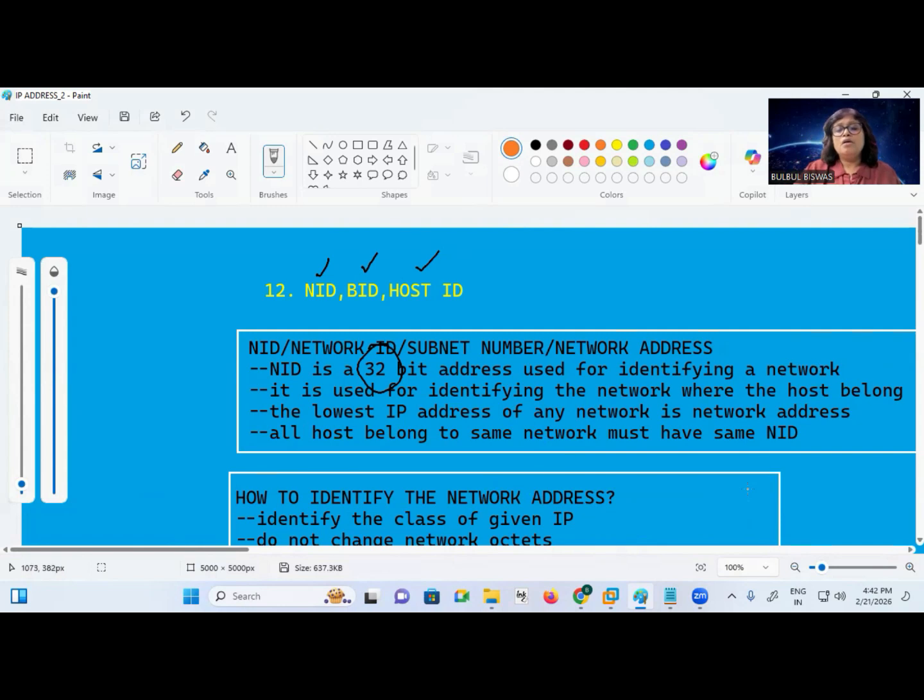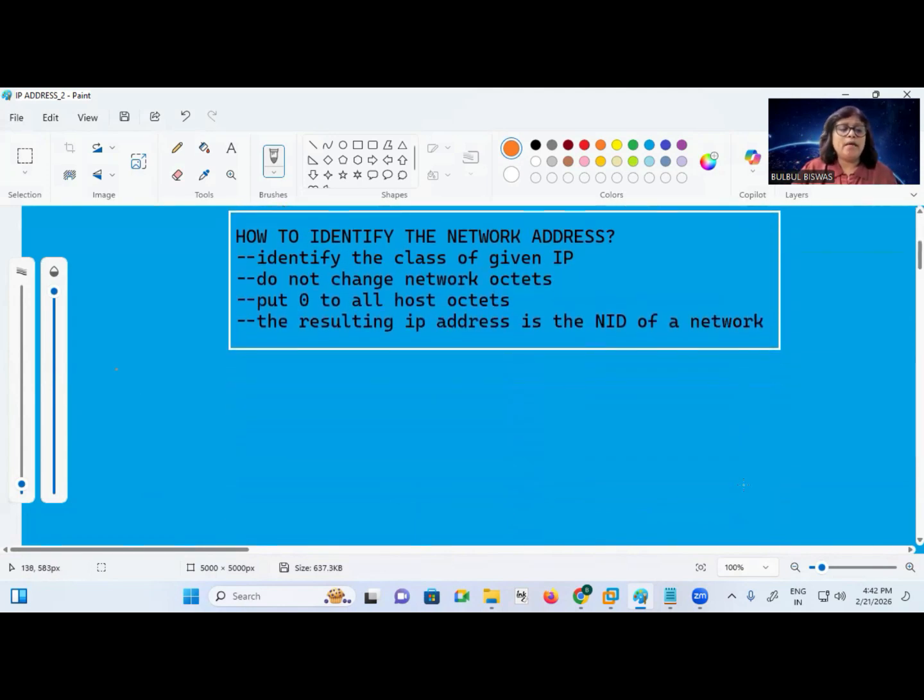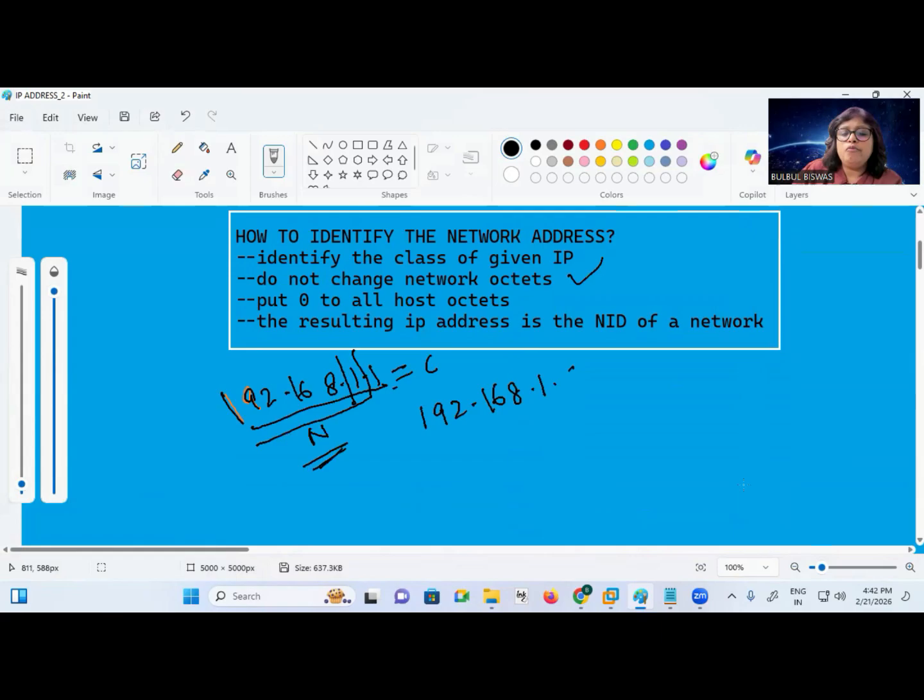So how to find it out? Suppose you have an IP address like 192.168.1.1. This is an IP address, but we do not know what the network address of this address is. So how to find it? You first find the class. This is class C, and up to these 3 octets it is network, and never touch it. Do not change the network octet. So you write it as it is, 192.168.1. And what is the host octet? If we put 0, this is the network address of that host address.